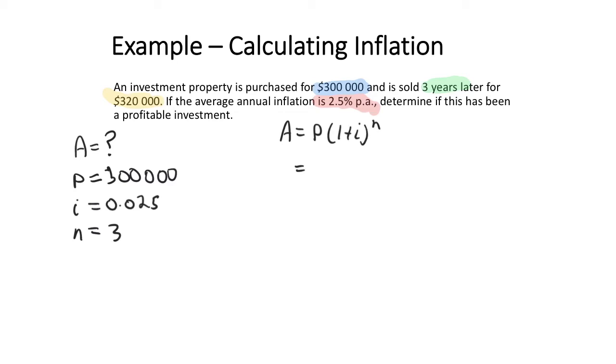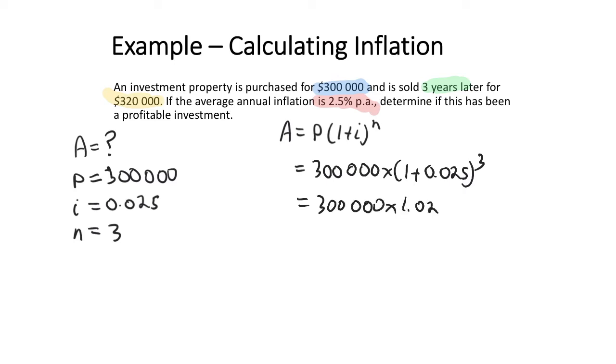So then we can substitute in our values, 300,000 times (1 + 0.025)^3, which equals 300,000 times 1.025^3, which using my calculator equals $323,067.19.